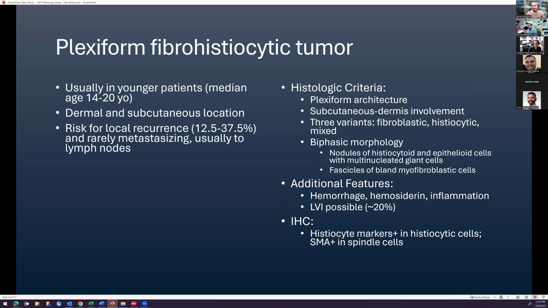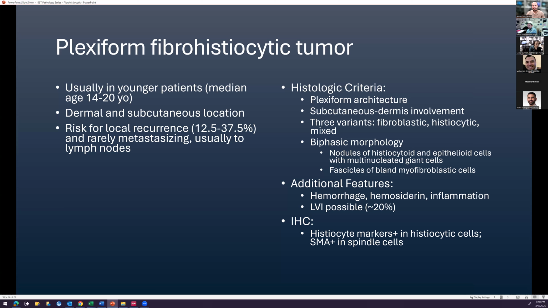That fibroblastic myofibroblastic background, and then the nodules of histiocytoid cells. The fibroblastic background, even though I've been saying fibroblastic, is more of myofibroblastic differentiation. So these lesions often stain with SMA in the background. And the histiocytic cells will stain with histiocyte markers, of course. You may have some areas of hemorrhage, hemosiderin, inflammation, all that's possible and not that important.